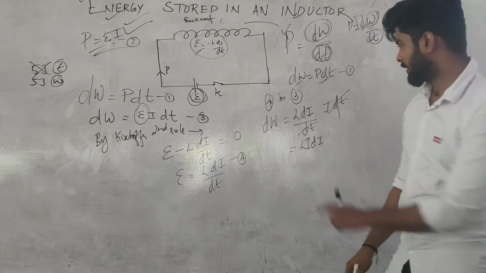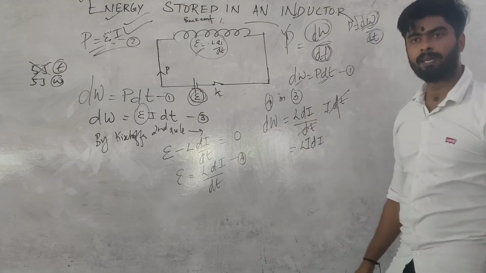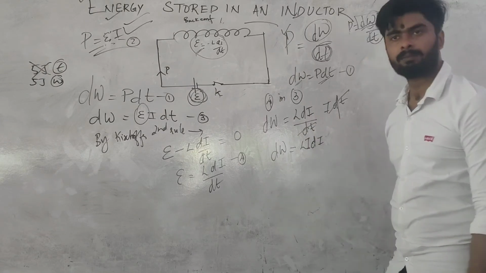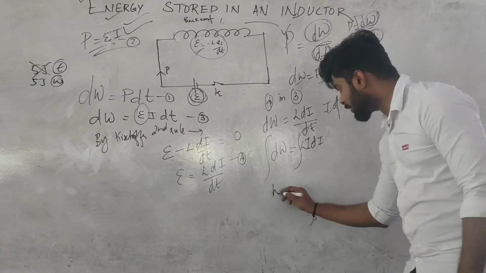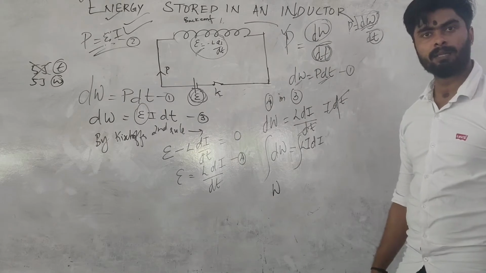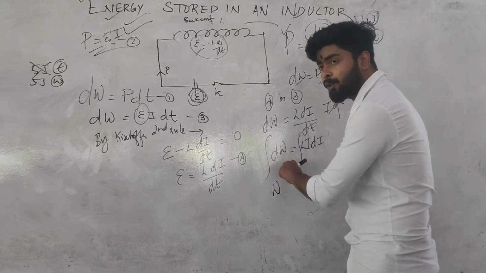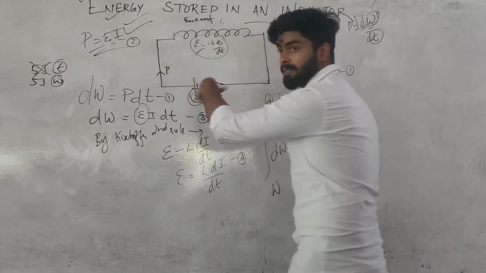L into I into dI. This is what is small work. If we integrate the small work, what will you get? You will get the total work. Why is the conductor doing the work? In order to establish a current in the circuit.